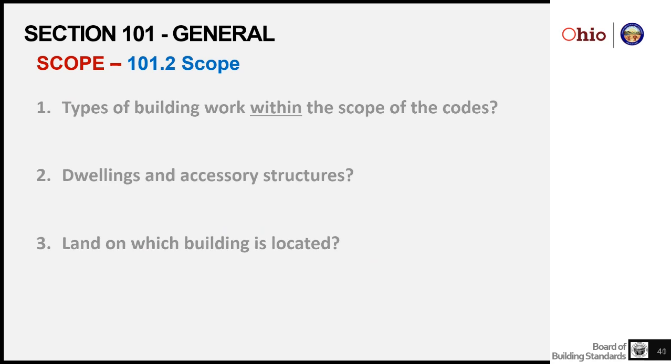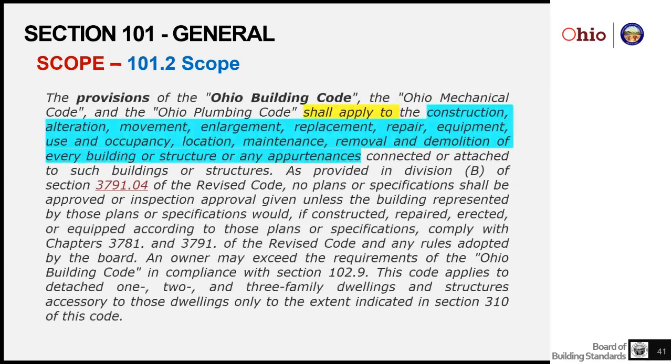So to start with, the provisions of the Ohio Building Code shall apply to construction, alteration, movement, enlargement, replacement, repair, equipment, occupancy, location, maintenance, removal, and demolition of building structures and any appurtenances connected thereto. So it's pretty broad in terms of the activity that an owner wants to do with a particular building.